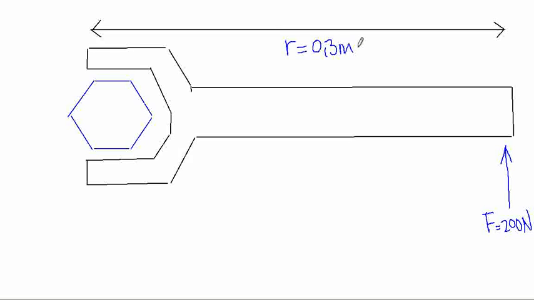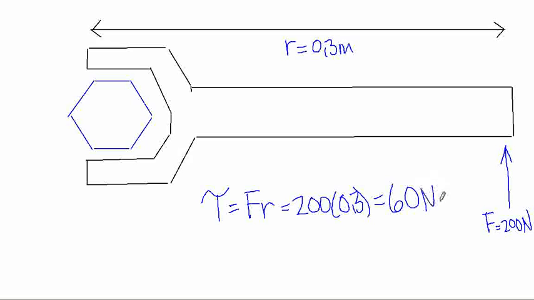Okay, so notice that the location of the bolt corresponds to the axis of rotation. Notice that the length of the wrench corresponds to the distance from the axis of rotation to the point where the force is applied. Okay, for this example, the torque is equal to F times R, and once again, let me reiterate that the force must be applied perpendicular to the wrench. If I didn't say that before, I'm saying it now. Okay, so for this example, we would get 200 times 0.3, or 60 Newton meters.